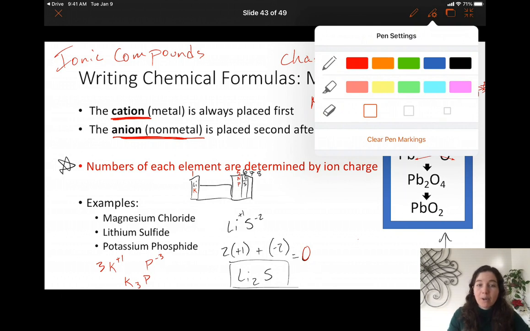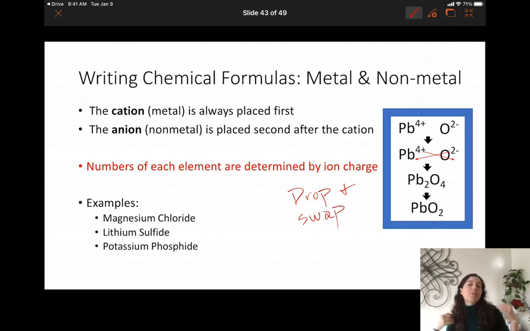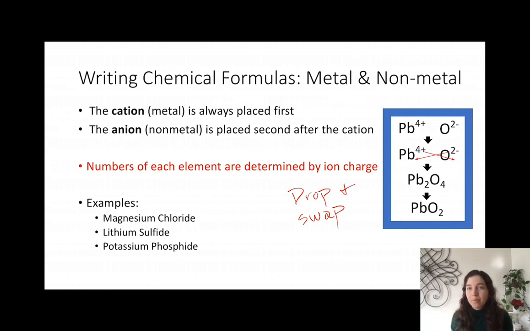I'm going to clear all the pen markings, so make sure you have everything down that you want. Here's the shortcut over in this box. I call this drop and swap. What we do here is we figure out the charges on the elements from the periodic table, and then we take their charges, we drop them down, and we swap them, and those are the numbers that go with the ions here.